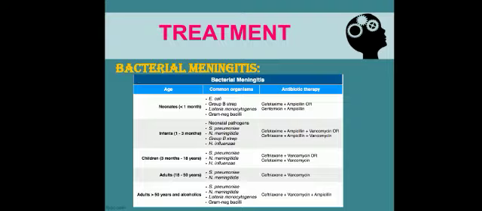For children aged 3 months to 18 years, we can give ceftriaxone plus vancomycin and cefotaxime plus vancomycin. For adults aged 18 to 50 years, we can give ceftriaxone plus vancomycin. And for adults greater than 50 years and those who are alcoholics, we can give ceftriaxone plus vancomycin plus ampicillin.